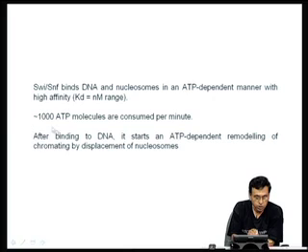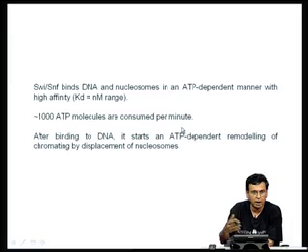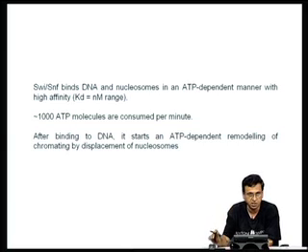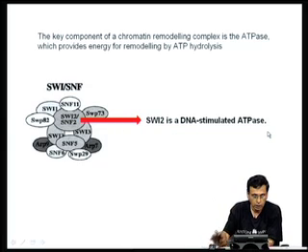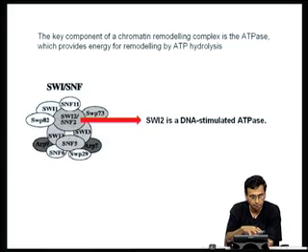So, about 1000 ATP molecules are shown to be consumed per minute. So, it is a very energy demanding reaction. After binding DNA, the SWI-SNF complex starts ATP dependent remodeling of chromatin by actually moving around histones or even displacing histones. I told you there are a number of protein complexes in these chromatin remodeling complexes.